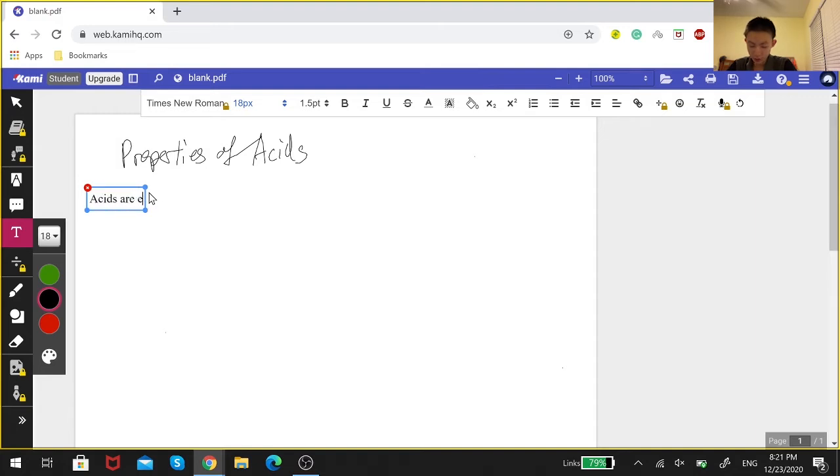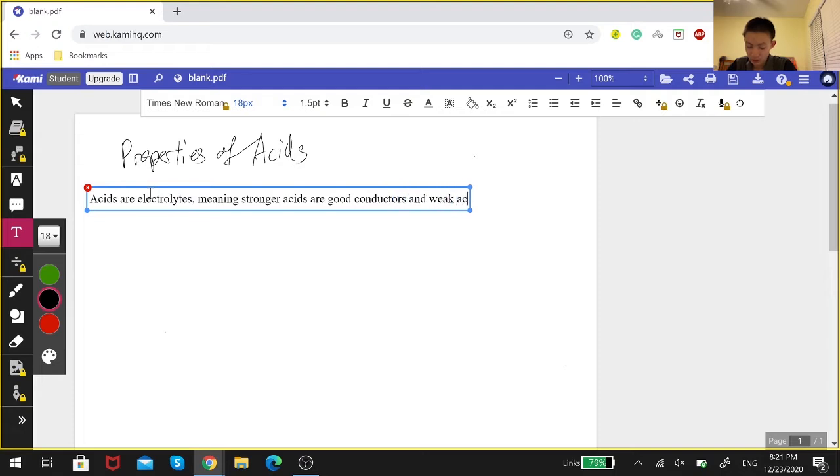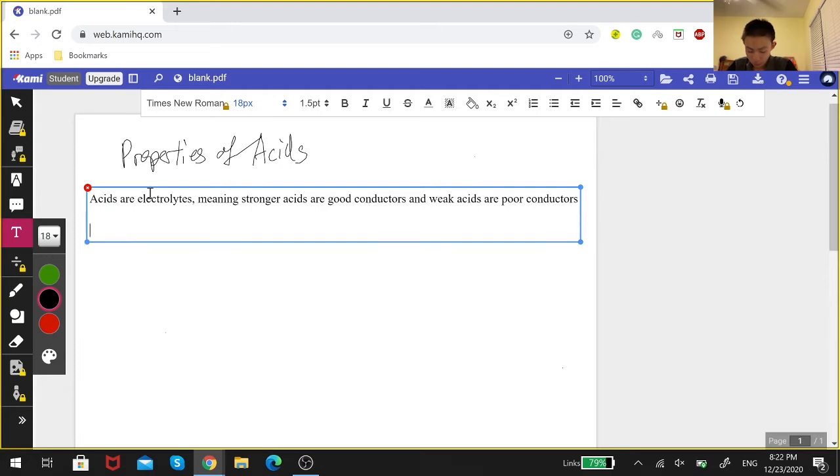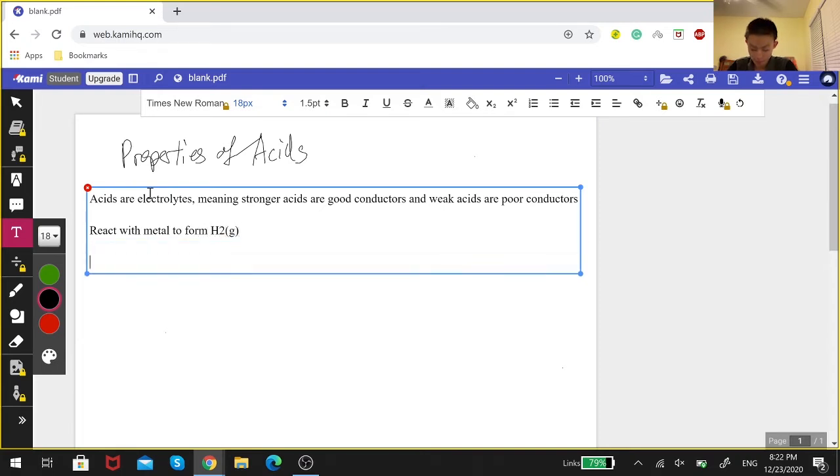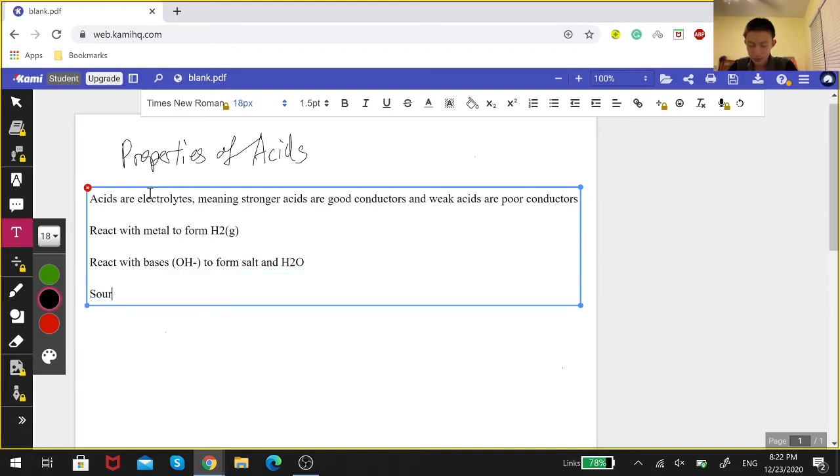First, acids are electrolytes, meaning stronger acids are good conductors and weak acids are poor conductors. Next, they react with metal to form H2 gas. Next, they react with bases, OH minus, to form salt and H2O. They have a sour taste and are sticky.